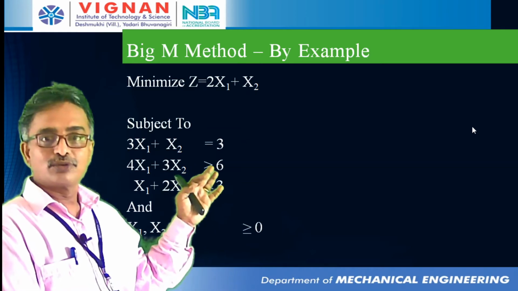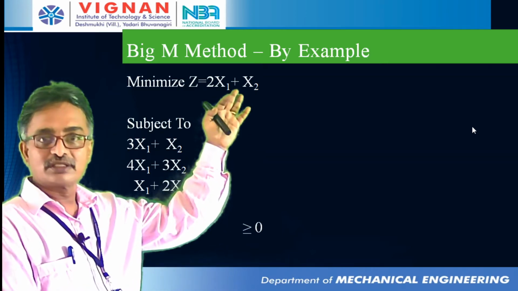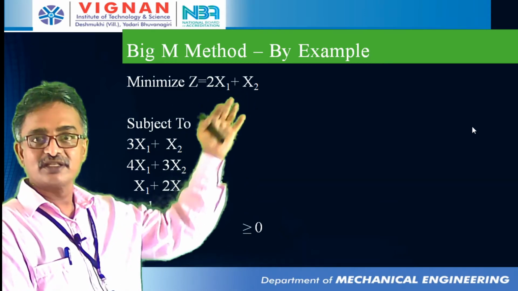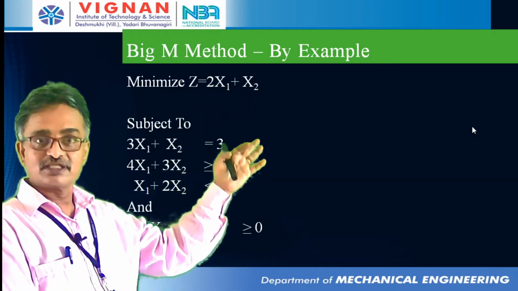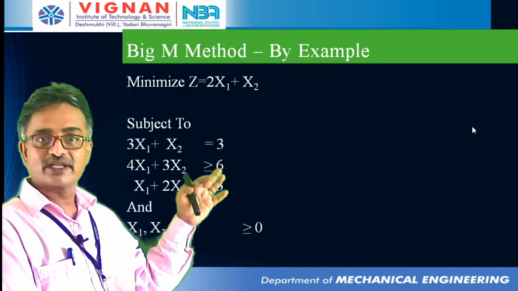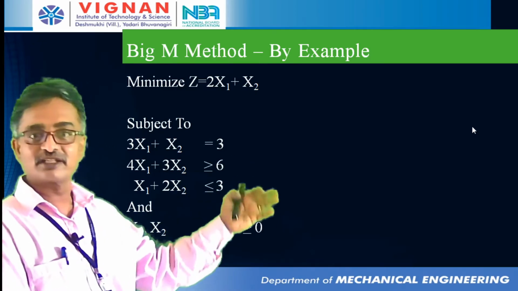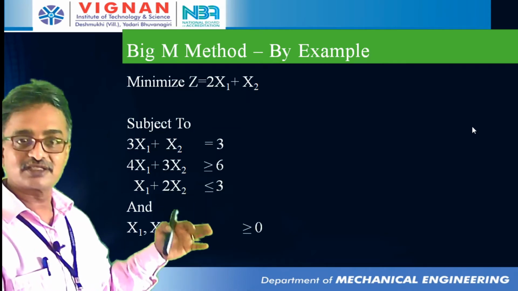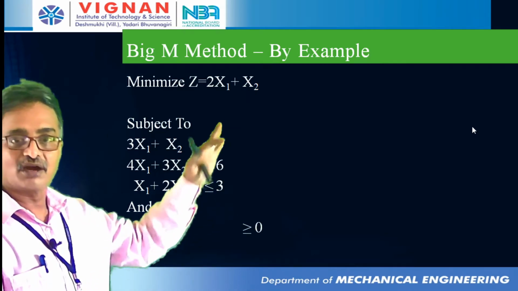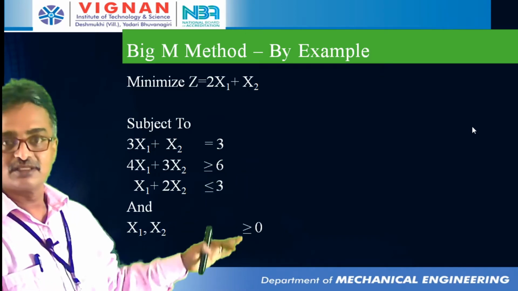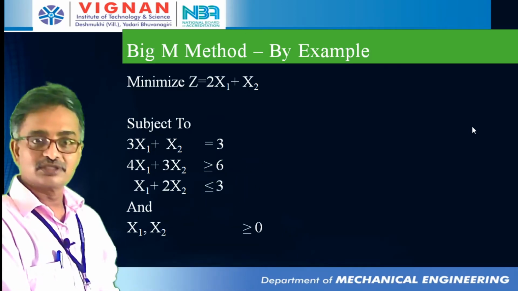So x1, x2 are the decisions that will influence the function here, and this is subject to the constraints on x1, x2: the first constraint is in equality form, the second constraint is in greater than form, and the third constraint is in lesser than form. This formulation has all types of equalities and inequalities, and then x1, x2 are greater than or equal to 0.